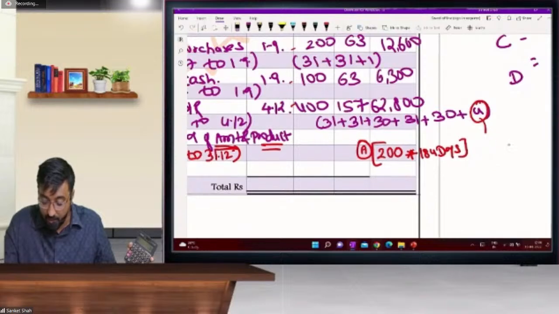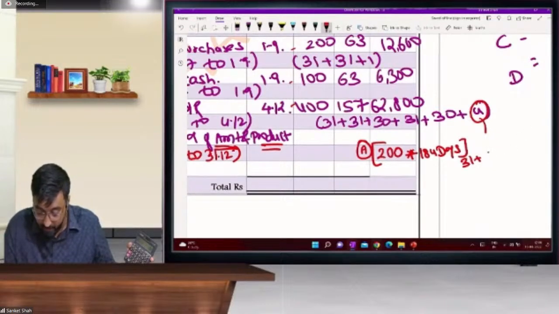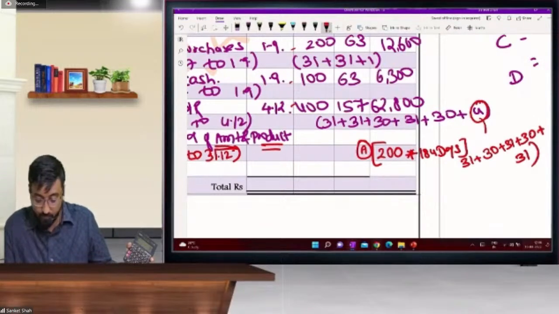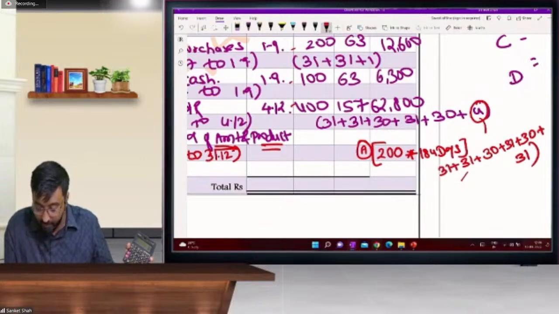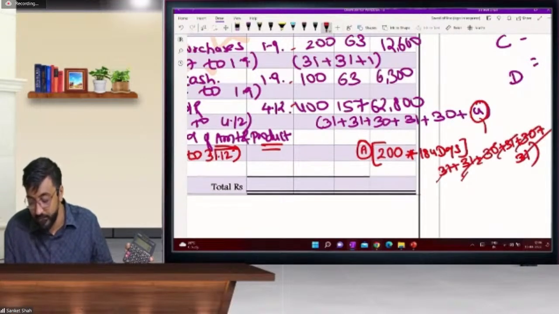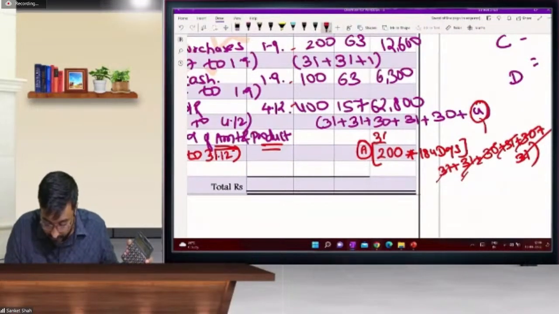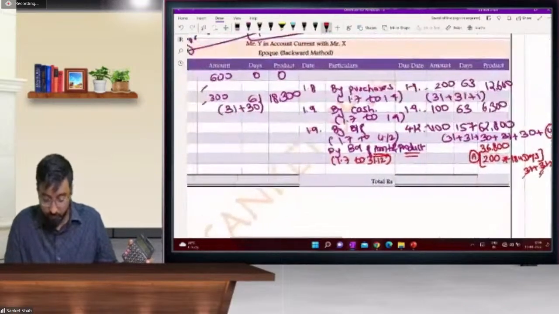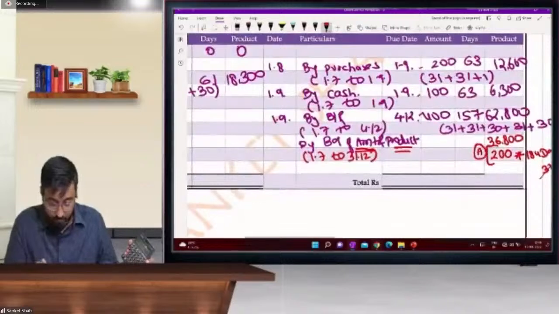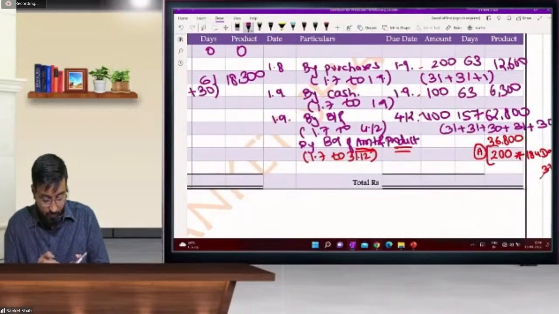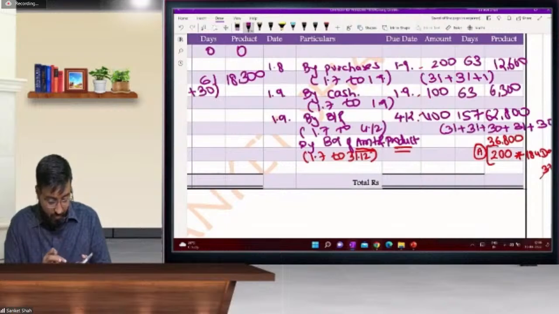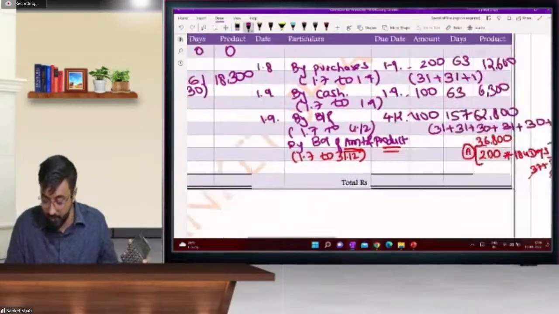How are 184 days calculated? 31 for July, August, September, October, November, December. जुलाई अगस्त रहेगा ना? हाँ, जुलाई, अगस्त, सितंबर, अक्टूबर, नवंबर, दिसंबर. 200 into 184, 36,800. Now you can take a total: 1,02,000.